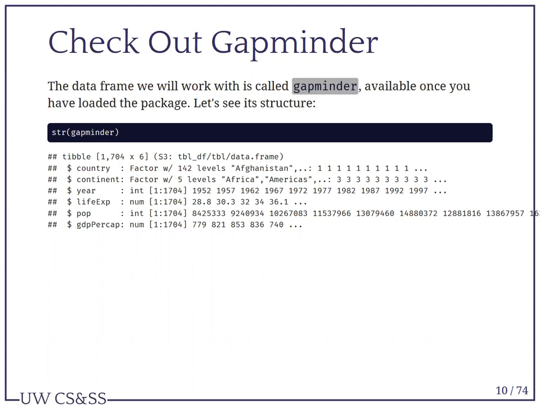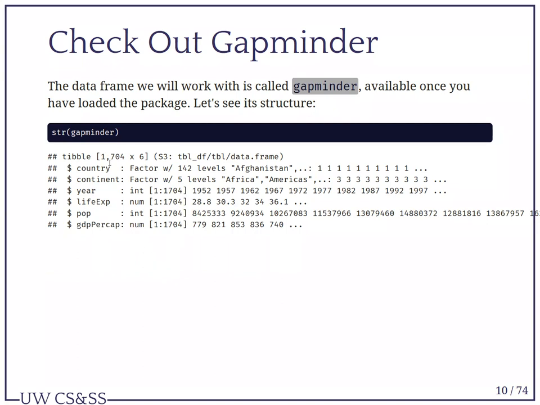So let's see the structure of it. We run str Gapminder. We'll see that we have a tibble. It has 1704 rows and six columns. These six columns are country, continent, year, life expectancy, population, and GDP per capita.